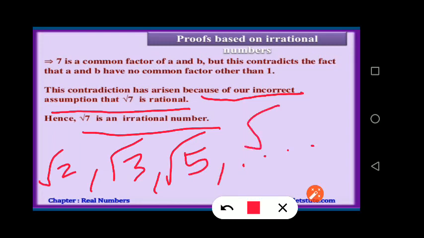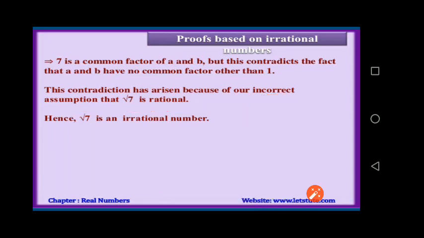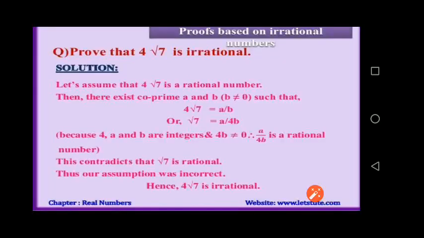Even we can prove for root P also, where P is a prime number. So whenever we take any prime number inside the root, it becomes an irrational number. And how to prove that number as irrational? The same way as we have proved root 7. Understood?